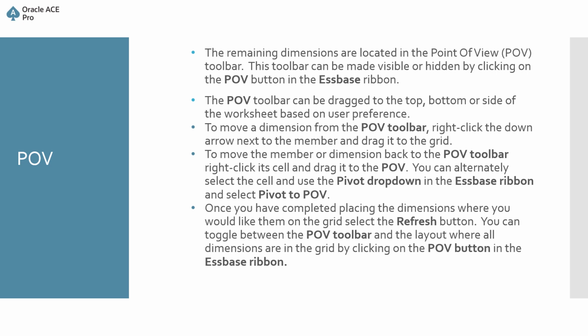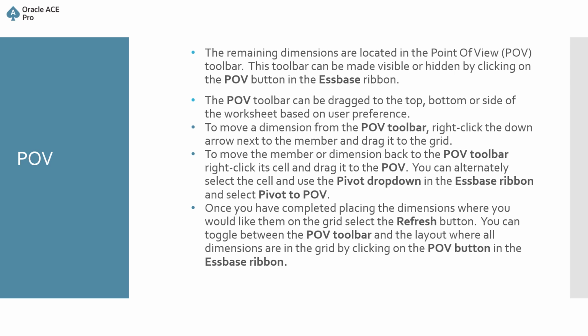A couple things you can do. You can make that POV available by clicking on the POV button in the Essbase ribbon. You can drag that POV floating box if you want. By default, it's going to be floating in the middle of your Excel screen. You can drag that POV icon so that it is either on the right-hand side as a table on the side of your Excel screen, or you can drag it to the top, right below the function area within your Excel, so it shows up and is viewable there. So you can drag it to the top, you can drag it to the side. You can move it from the toolbar. You can move members or dimensions.